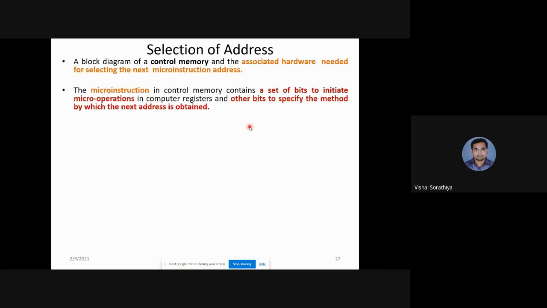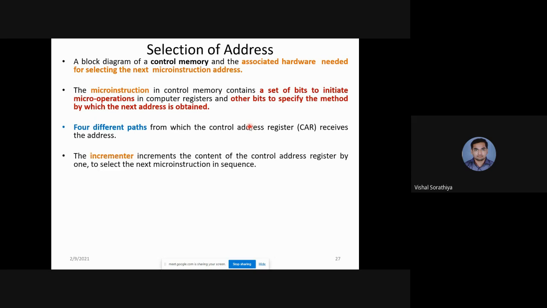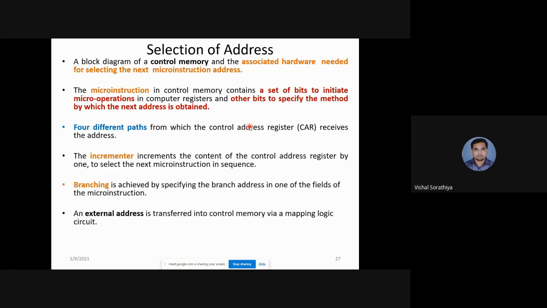So we can say the block diagram of control memory. There are examples of that. You can see the block diagram of the control memory and associated hardware needed for selecting the next micro instruction address. For the next instruction, we require a control memory. The micro instruction in the control memory contains a set of bits to initiate the micro operations in computer registers.